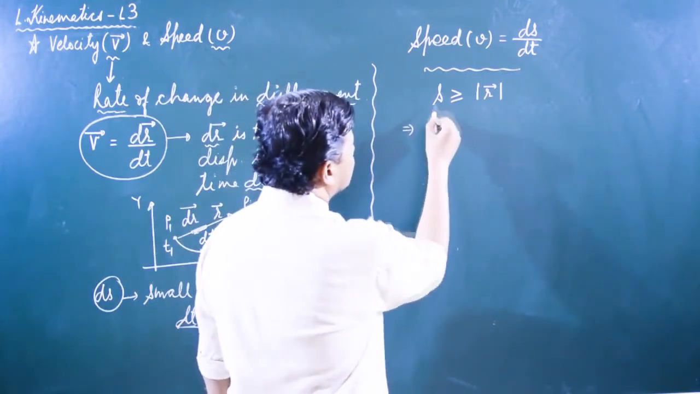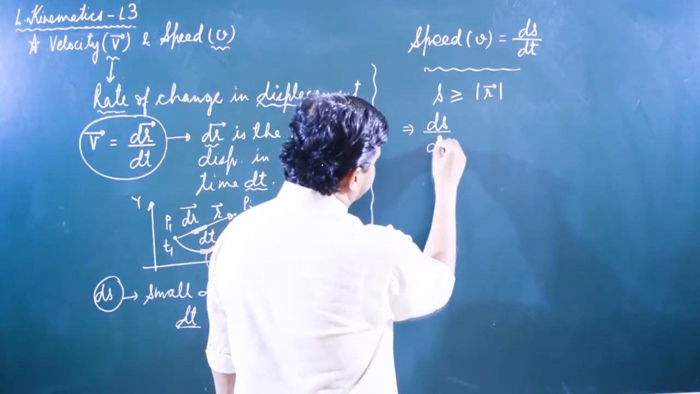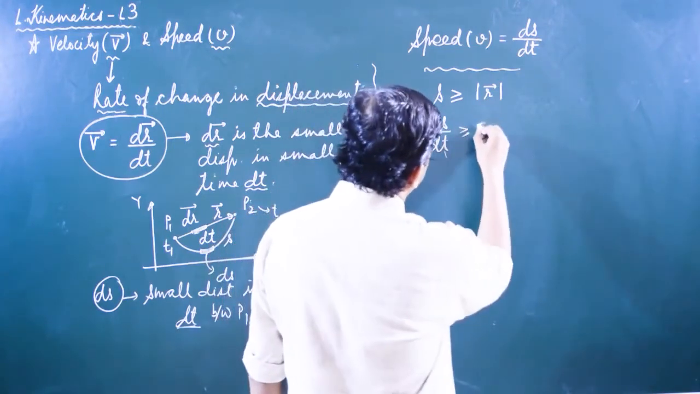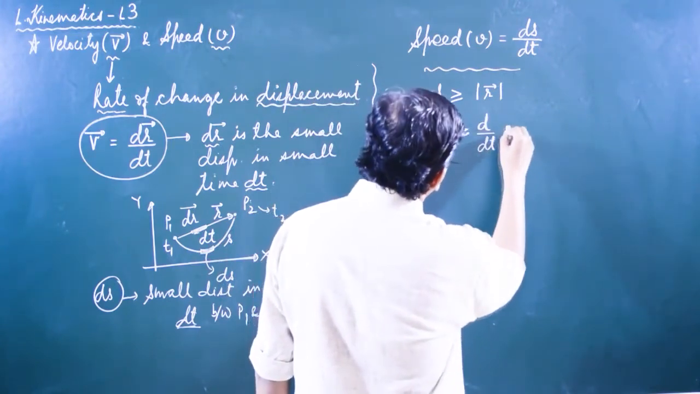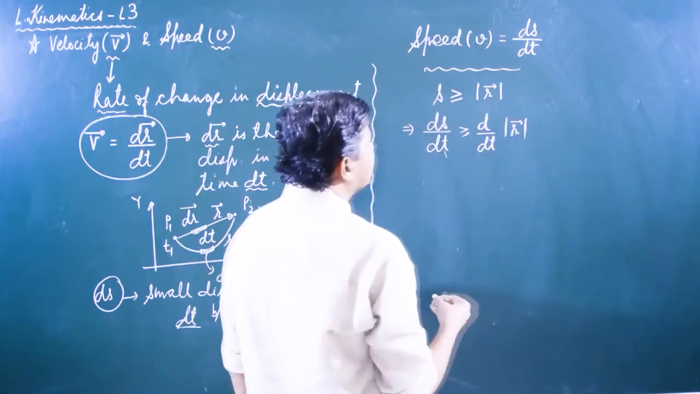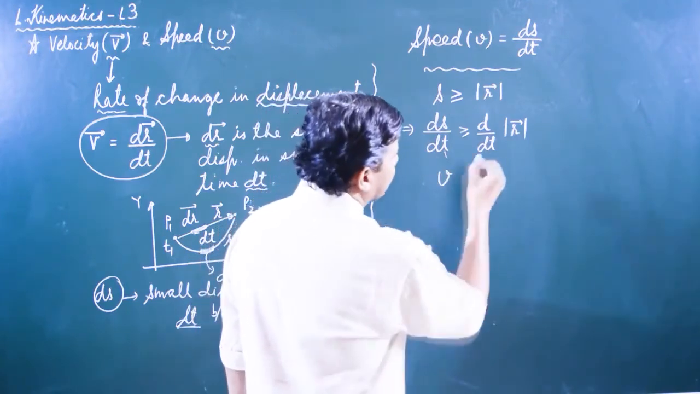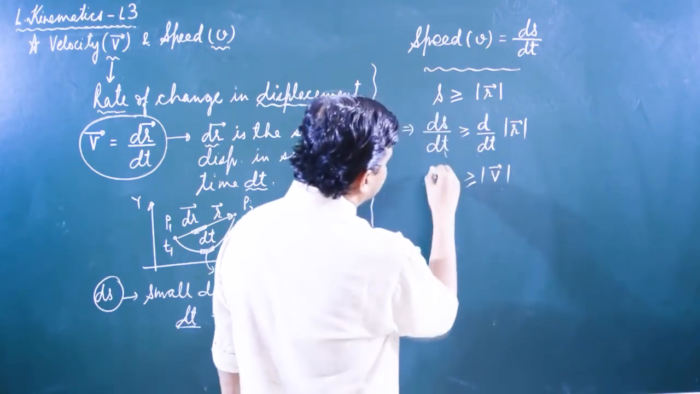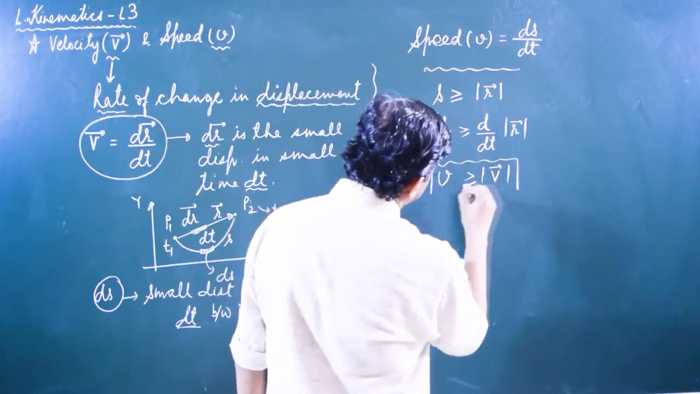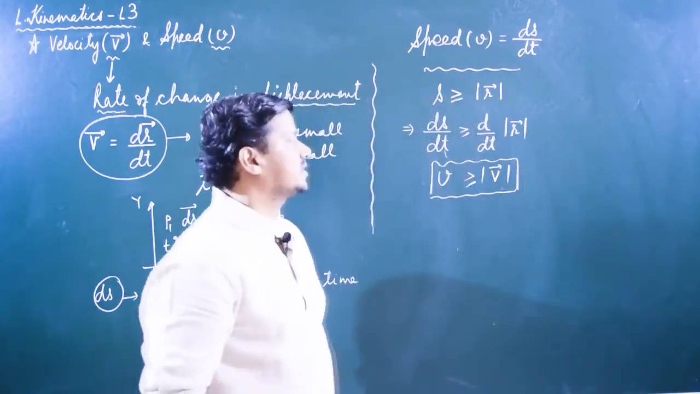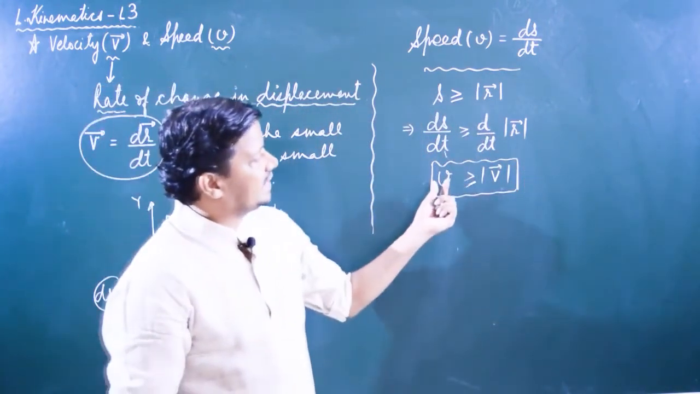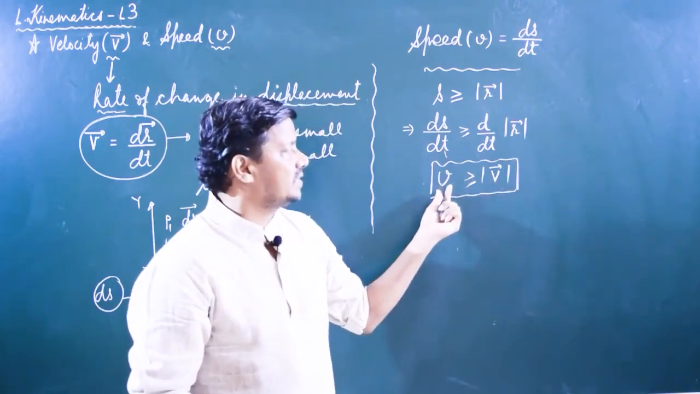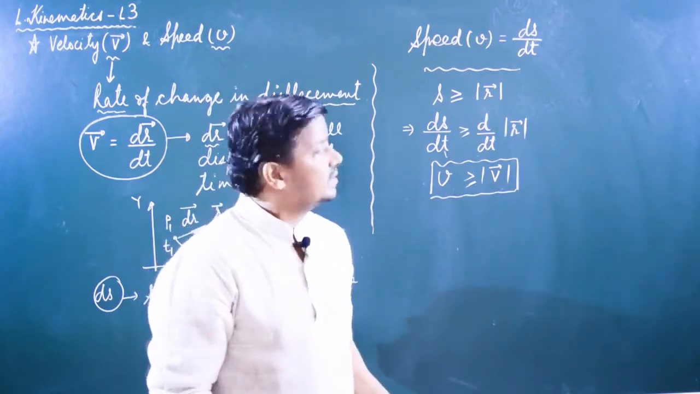Now the rate of change in distance will be greater than or equal to the rate of change in displacement magnitude. Rate of change in distance is speed and rate of change in displacement magnitude is what? The magnitude of velocity. Okay, the speed will always be greater than or equal to the magnitude of velocity. In case of curved path, speed will be greater than the velocity magnitude, while for straight path, speed and velocity both are equal.